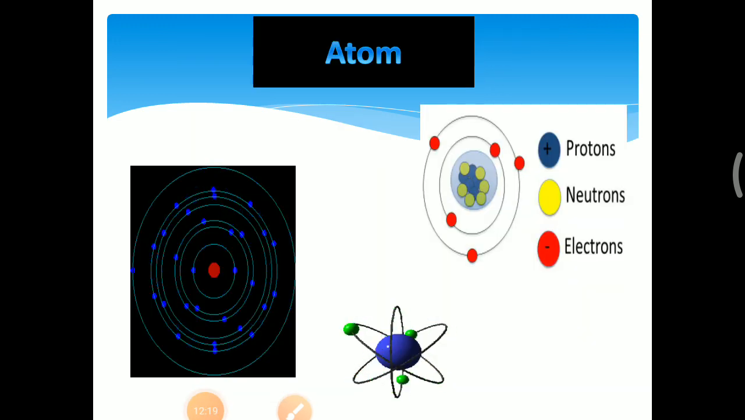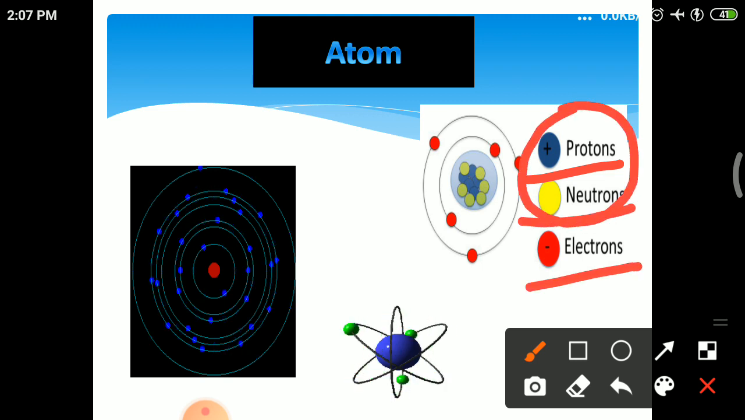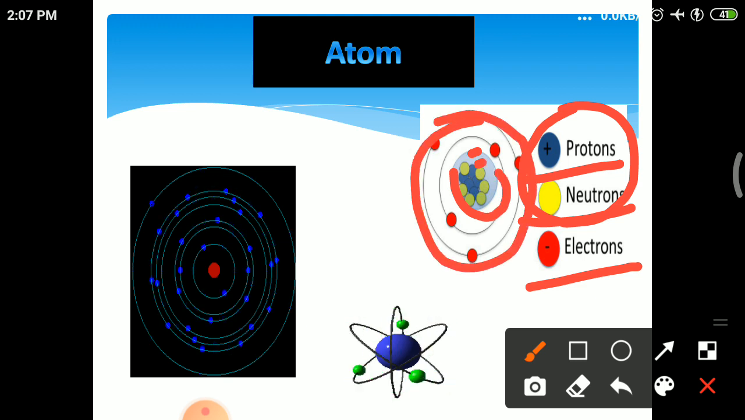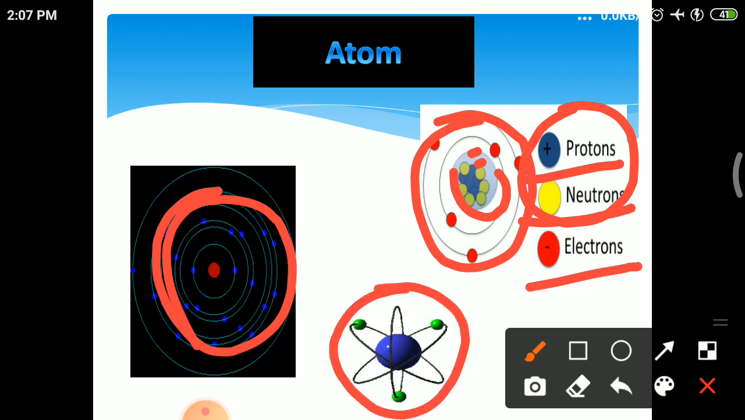The next one, what is meant by atom? The atom is a tiny particle present everywhere. It consists of protons, neutrons and electrons. The protons and the neutrons are present in the nucleus. The electrons are in the orbitals, and the electrons move in the orbitals. It was clearly shown in this animation. See here, the electrons are moving in the orbitals.